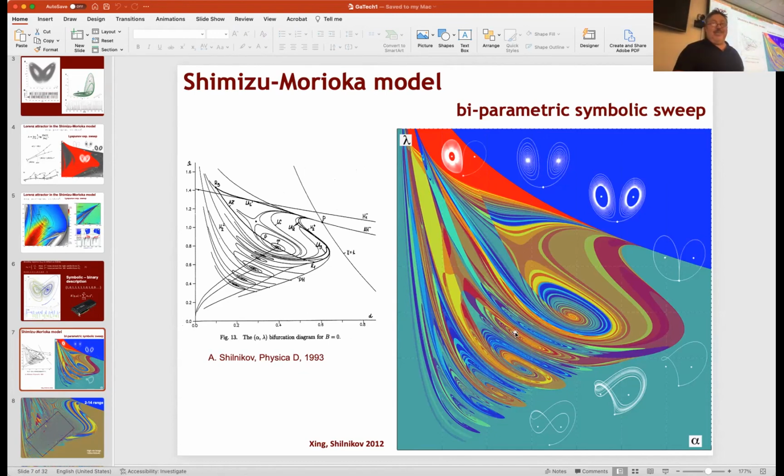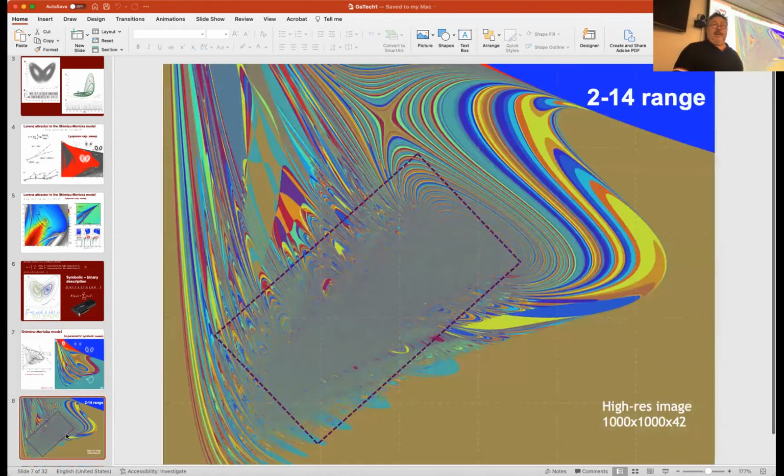But soon she got the skills, and it took her almost a month to get this diagram. This diagram is made of 40 panels. Each panel is 4,000 by 4,000 points. So you can zoom in and you will see all the details. But that was the game.